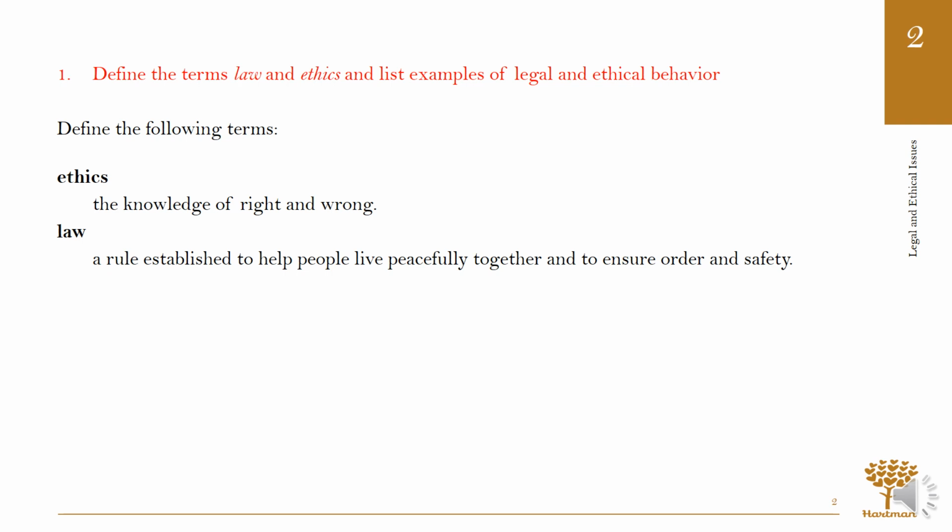First terms would be ethics versus law. So ethics and law guide behavior. Ethics are the knowledge of right and wrong. An ethical person has a sense of duty and responsibility towards others. He or she tries to do what is right. If ethics tell people what they should do, laws tell them what they must do. Laws are usually based on ethics. Government established laws to help people live peacefully together and to ensure order and safety. So when someone breaks a law, he or she may be punished by having to either pay a fine or spend some time in prison.